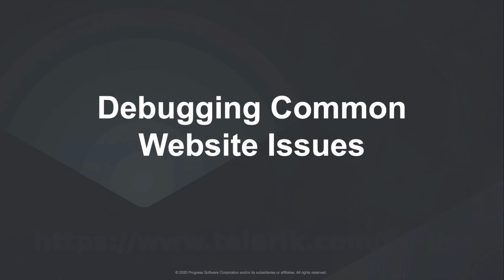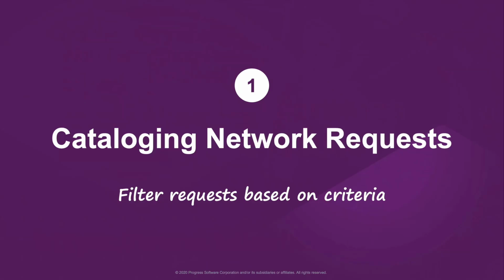So the first one that we are going to be looking at is cataloging network requests. We all know that a website is made up of multiple requests which fetch the HTML, the CSS, the JavaScript, and the million other components that your website has. But sometimes it can be a huge pain to understand all the requests that a website issues. But with Fiddler Everywhere, you can filter out the requests based on the criteria that you specify. And let's see how we can solve this problem using Fiddler Everywhere.